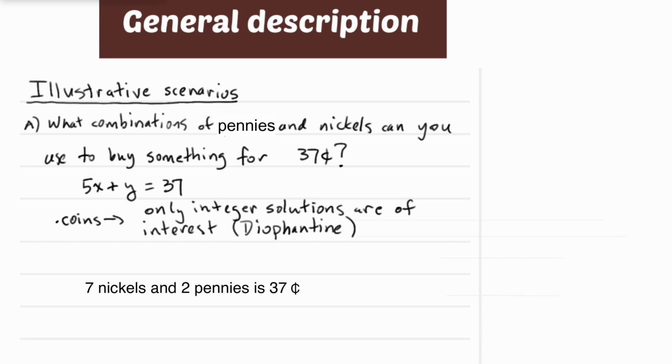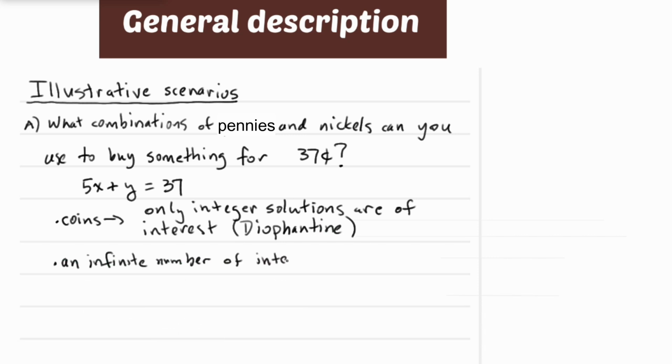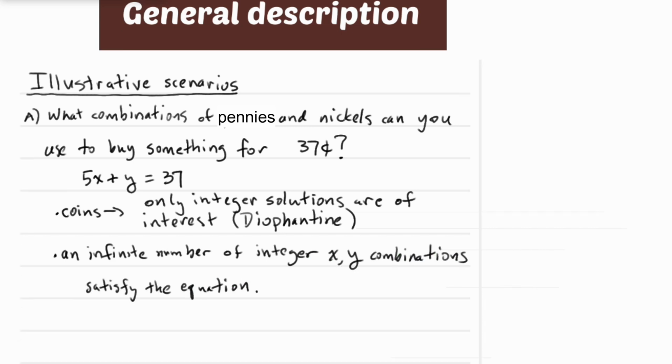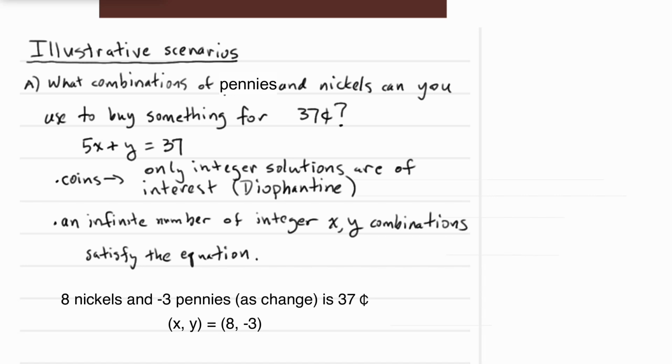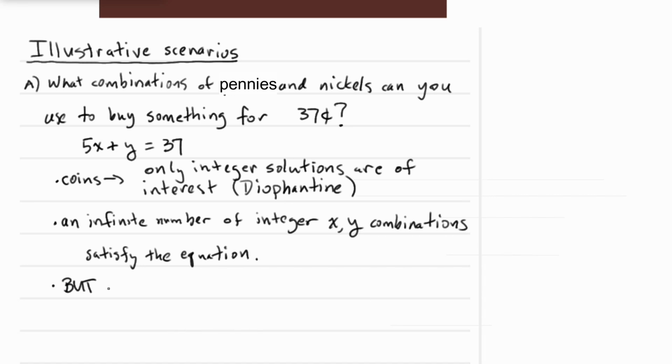7 nickels and 2 pennies works. 6 nickels and 7 pennies works, and of course there are other combinations. In fact, there's an infinite number of solutions to this equation. You might not think so at first, but there are infinite solutions if we allow for overpaying and getting back change. For example, you could pay with 8 nickels and get 3 pennies back as change. X would be 8 and y would be negative 3.